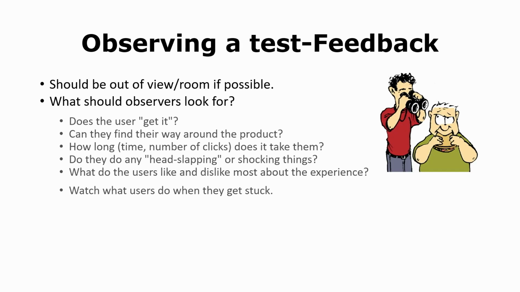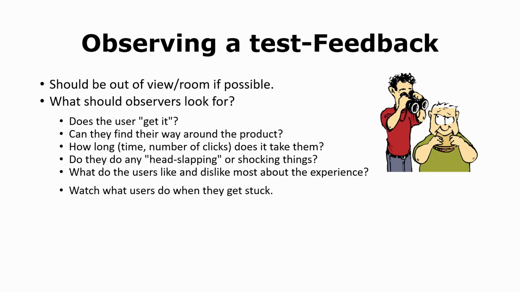Next part is observing a test, as an observer. Typically this observer should be out of view or out of the room if possible. What should observers look for? Observers should typically assess whether the user gets it. That is the first type of usability test, whether they understand what the product or service is.